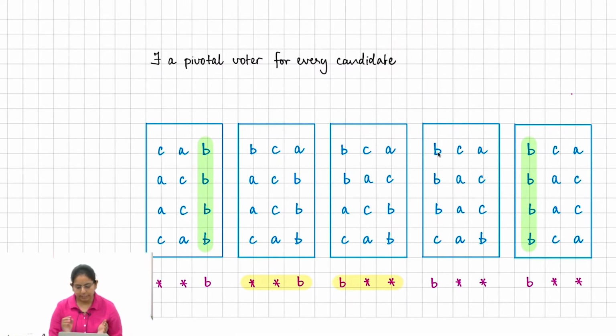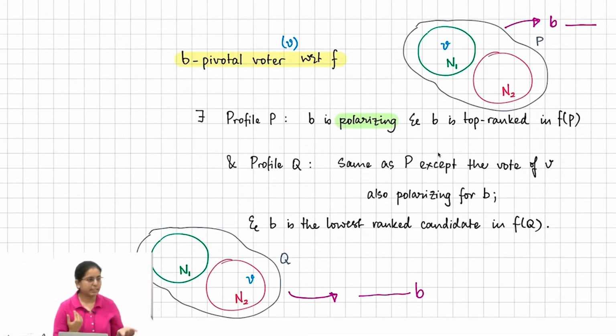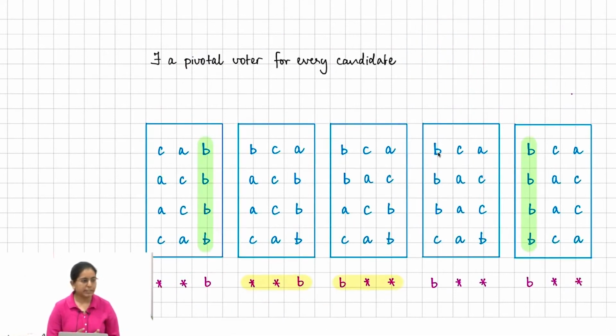And in fact, this exactly fits the definition of a B pivotal voter. If you go back here, we said there exists a profile P and a profile Q, which are identical but for the vote of the pivotal voter. In both these profiles, B is polarizing, and in one of them B emerges on the top and in the other B emerges at the bottom. This was exactly our definition of a pivotal voter, and here are your profiles P and Q. It's the second and the third profiles with respect to which the second voter is the pivotal voter.